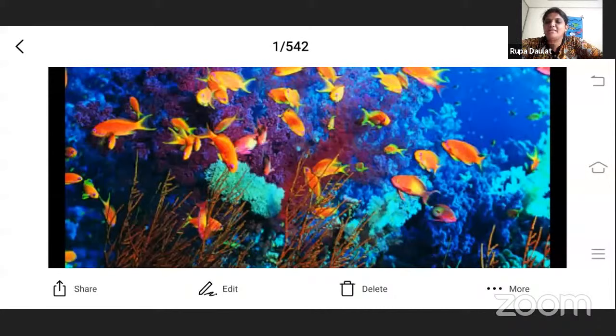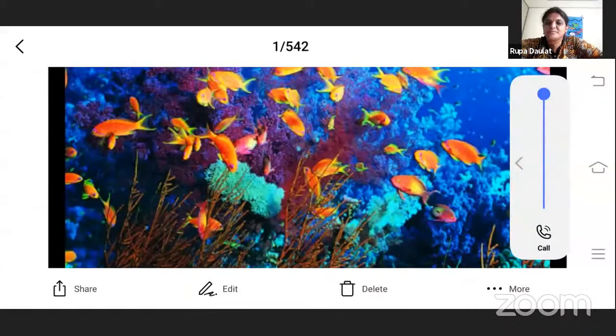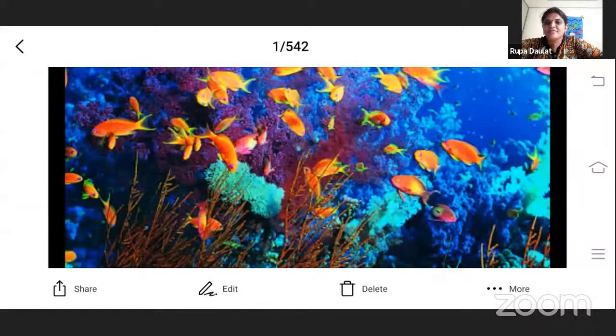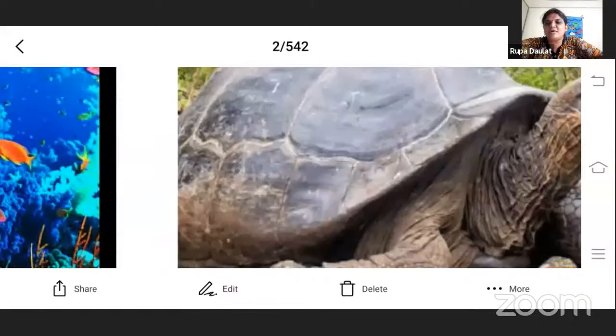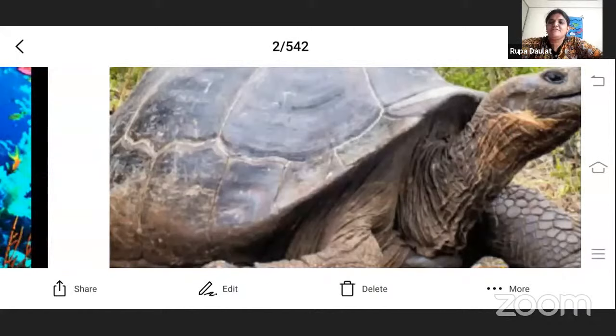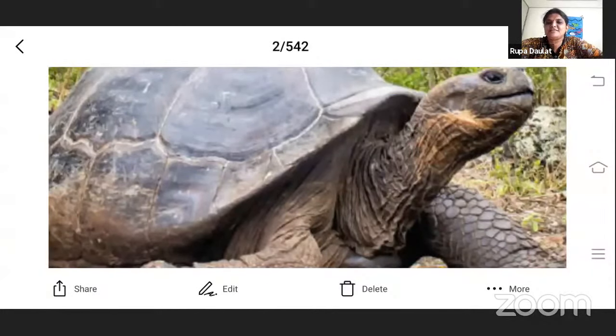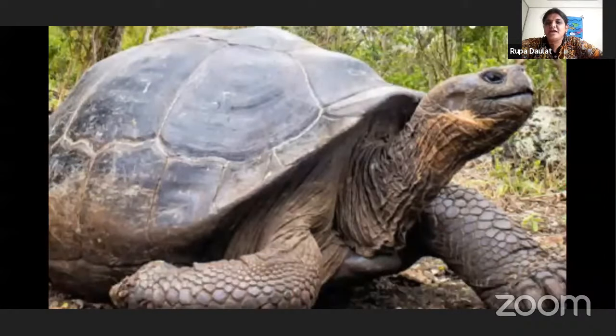Which water animal is here? Fish. Very good. Now I show you the next animal. So many colorful, small and big fishes. Which animal is this? Tortoise. Yes. How big this is.